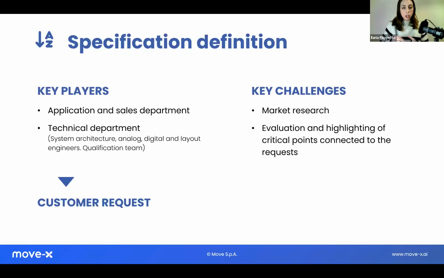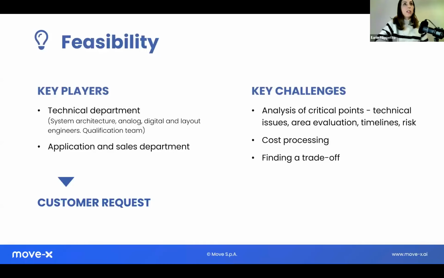What is essential here is to first do a market research on the state of the art and also on what is already on the market. But the most important point is to highlight all the critical aspects that are connected to the customer request. Why? Because the next step, which is the feasibility, is based exactly on these critical points.